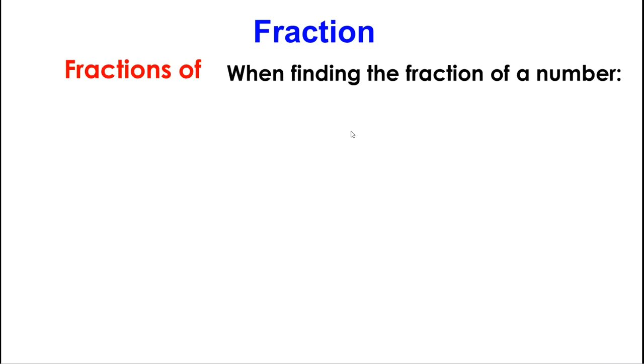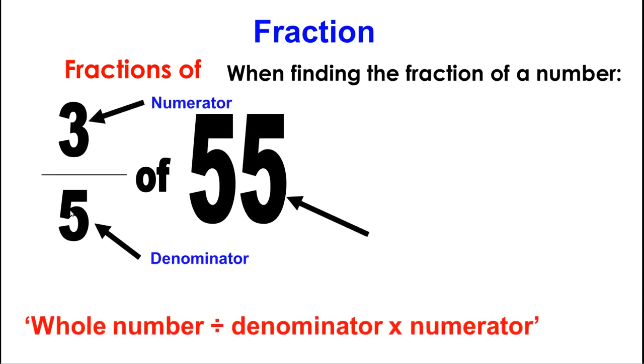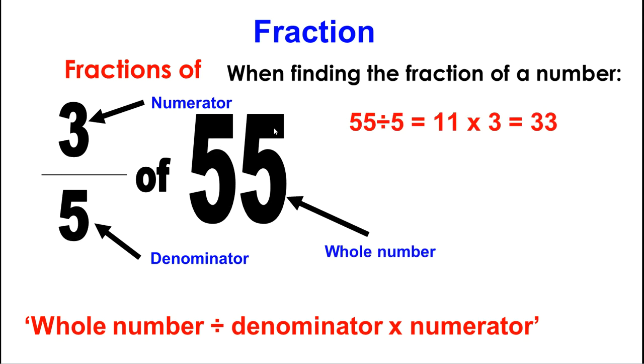Fraction of. When finding the fraction of a number, what are we going to do? We are going to take the whole number, which is 55. We're going to divide it by the denominator, in this case 5, and then we're going to multiply it by the numerator. So let's take a look. 55 is my whole number divided by my denominator, 5, equals 11. Then I'm going to multiply by my numerator, which equals 33. So 3/5 of 55 is 33.